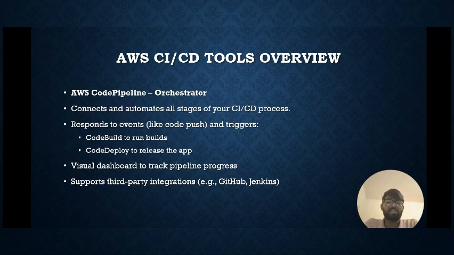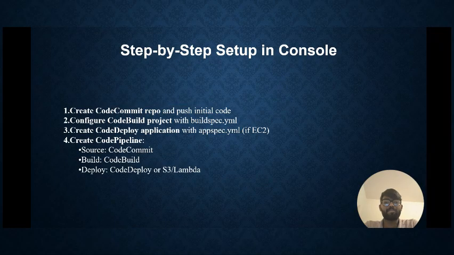CodePipeline is like an orchestrator. It connects and automates all stages of your CI/CD process, responds to events and triggers, runs CodeBuild to run builds, and CodeDeploy to release the app. It has a visual dashboard to track pipeline progress, and supports third-party integrations such as GitHub and Jenkins.